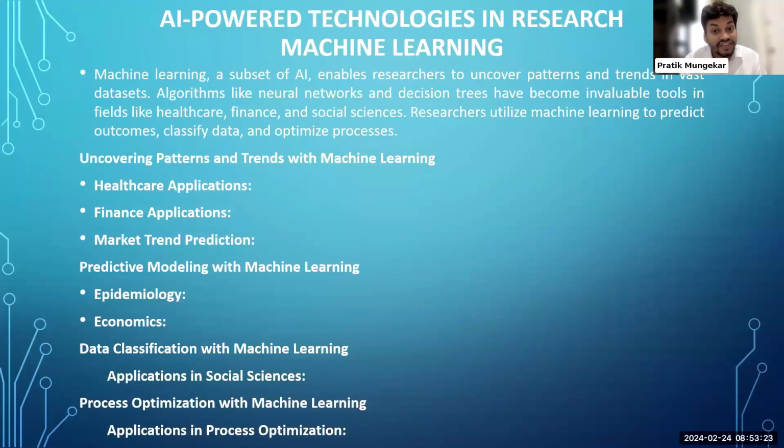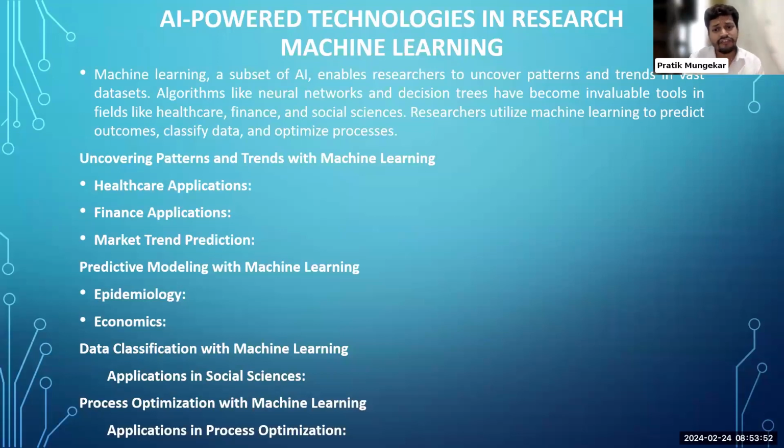Then comes disease diagnosis and prediction. So AI has proven to be a valuable ally in diagnosing diseases by analyzing diverse data sets, including patient records, genetic information, and medical images. AI can assist in early disease detection. Moreover, predictive modeling using AI allows researchers to anticipate patient outcomes based on various factors, aiding in treatment planning and personalized medicine.